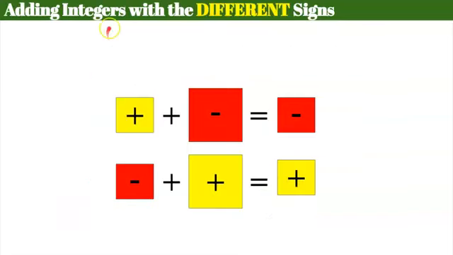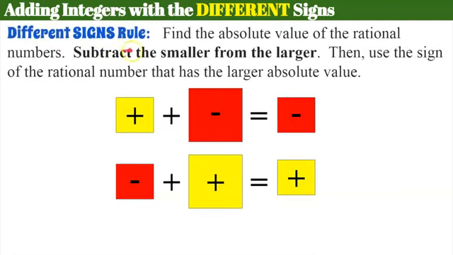Now let's talk about adding integers with different signs. So our different signs rule, we're going to find the absolute value of the rational numbers. We're going to subtract the smaller from the larger, and then we're going to use the sign of the rational number that has the larger absolute value. Same as our integer rule when we had two different signs.